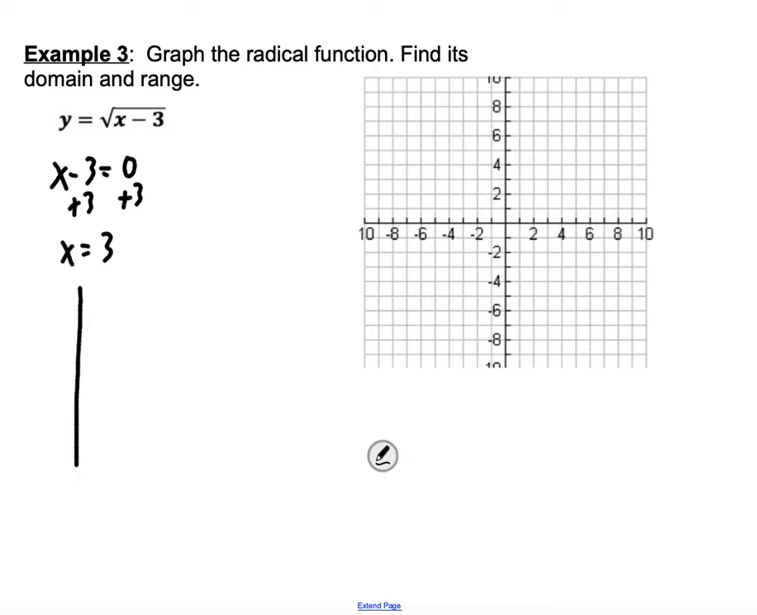So that's going to start my table off. Take 3 and plug it into the function up there. So I'm putting 3 in for the x, so 3 minus 3, there's 0. Square root of 0 is 0. Again, I'm going to pick something larger than it. If it doesn't work, then I'll come back and rethink that.